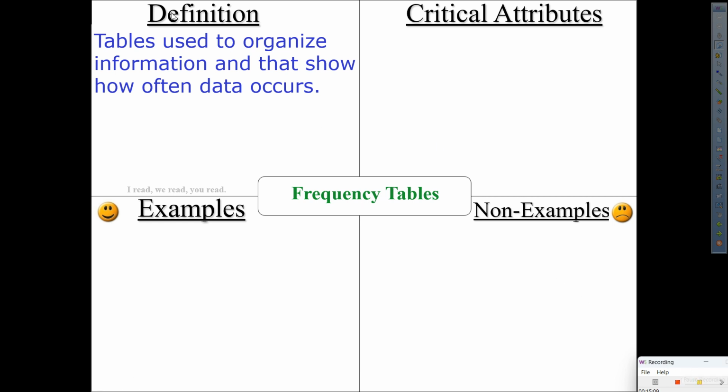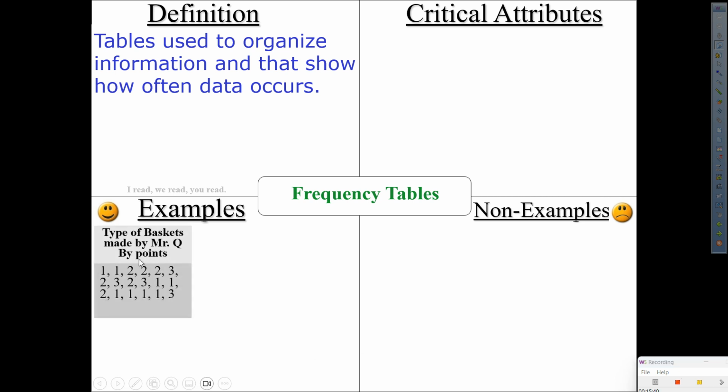All right, so what are frequency tables? They are tables used to organize information, but they show how often data occurs. So, writing utensils down, look up to the screen. You'll finish copying in a little bit. Y'all ready? Here it goes. I'm going to show you a table that is not a frequency table. I first need data first. Look up.